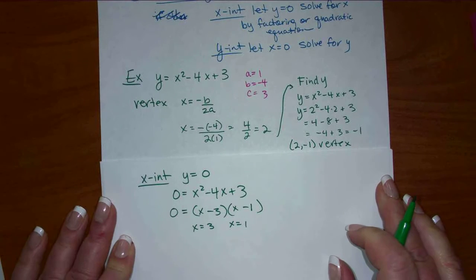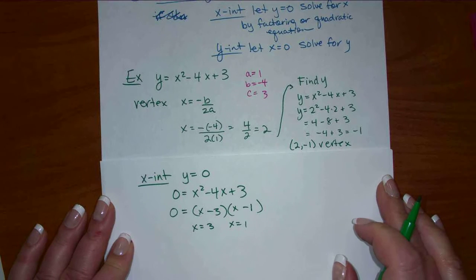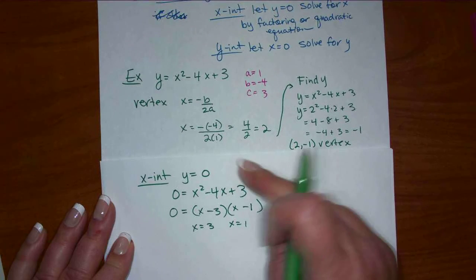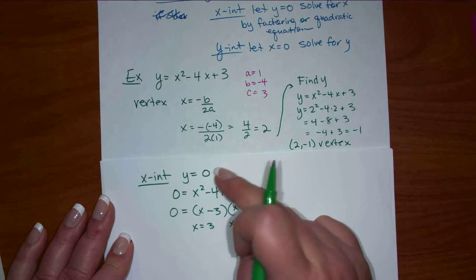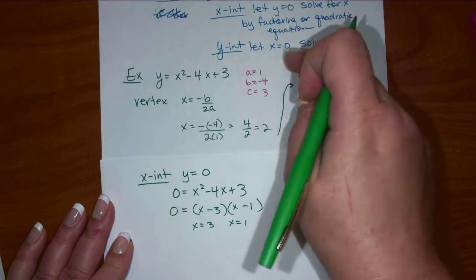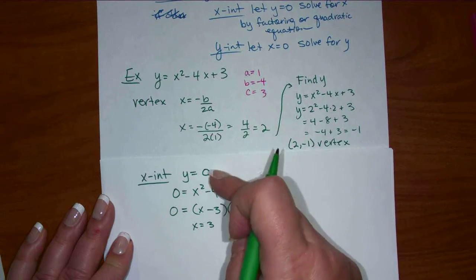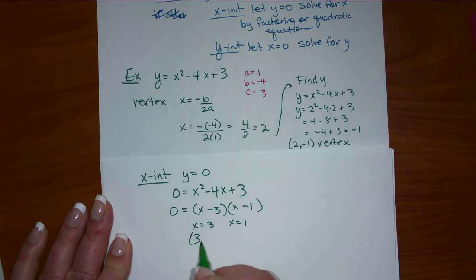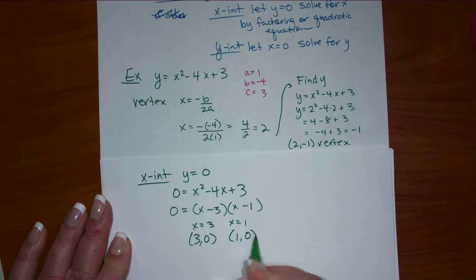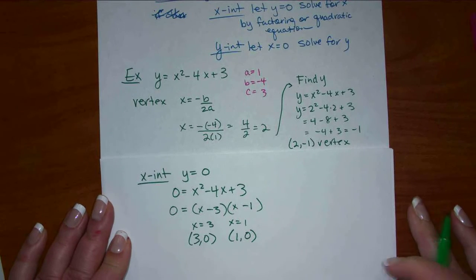What are the y values for these points? Do we have to plug them back in to find y? They're 0. We already said what y was. y is 0. The only time you have to plug them back in is when we do the vertex. These ones, the y is 0. So we've got 2 points, (3, 0) and (1, 0). So those are our two x-intercepts.